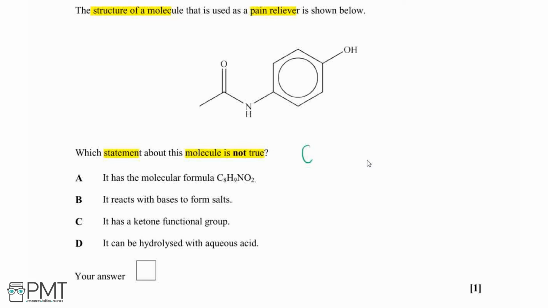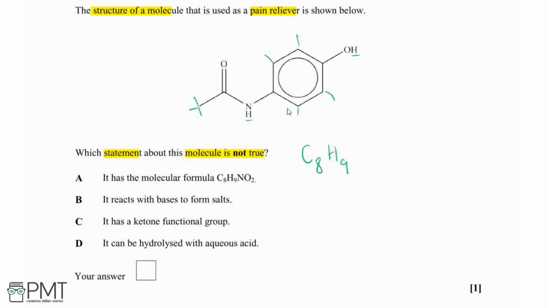So our number of carbons, we've got 1, 2, 3, 4, 5, 6, 7, 8. That's correct. Our number of hydrogens, we've got 3 here, we've got 1 here, and then we've got 1 on each of these and 1 over here. So in total we've got 3, 4, 5, 6, 7, 8, 9. So that's matching up.